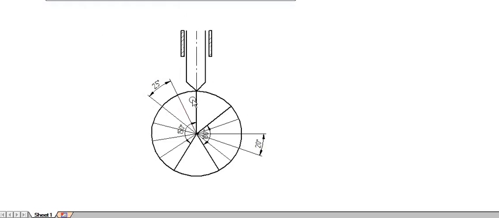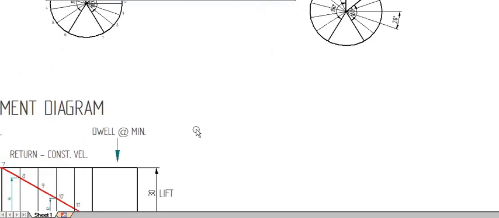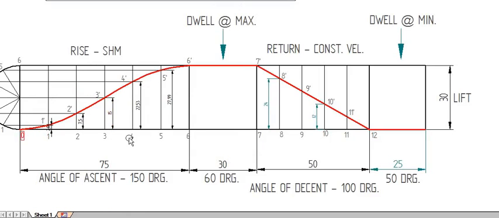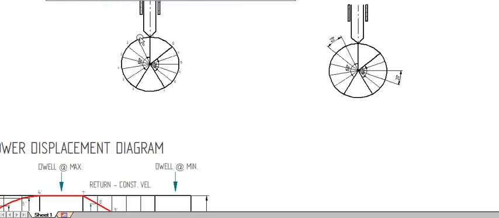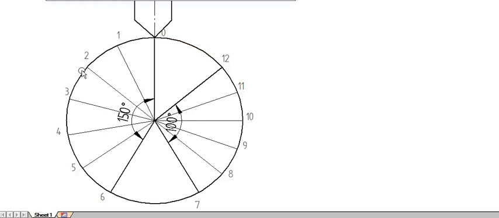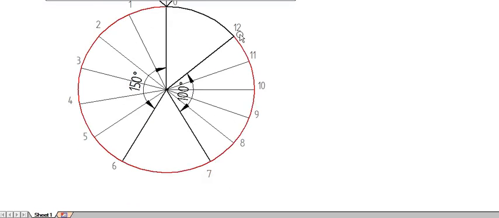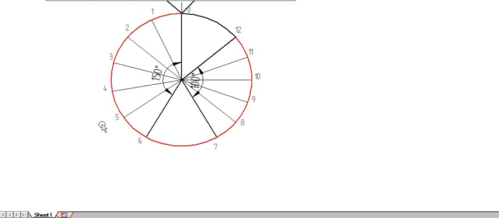Okay. After that, we have to number it, in the order: SHM, dwell, constant velocity, again dwell. For SHM, the numbers start from 0 to 6, and for constant velocity, the return motion, numbers start from 7 to 12. When it reaches 6, the 150 degree section is over. For 100 degree, it starts from 7 and ends at 12. Okay. If there is any mistake in numbering, the diagram will be totally wrong. So numbering should be perfect.